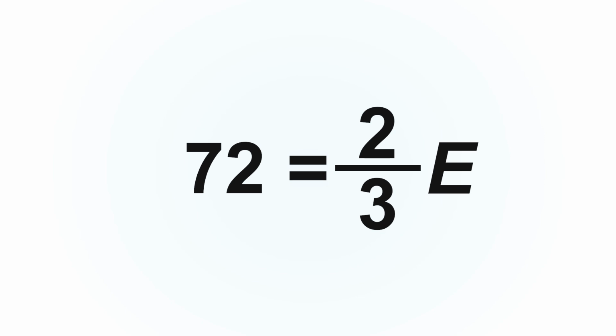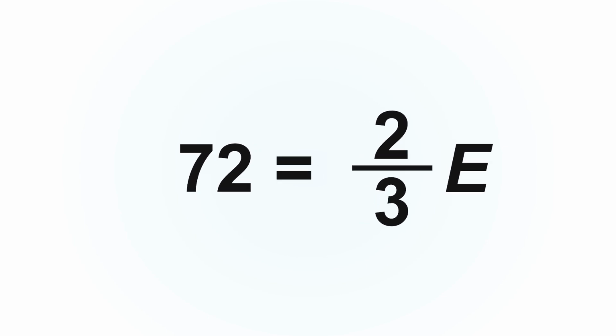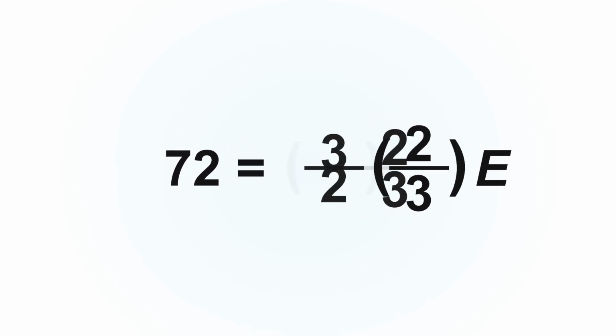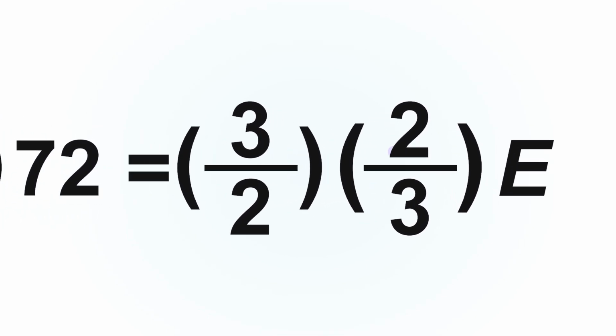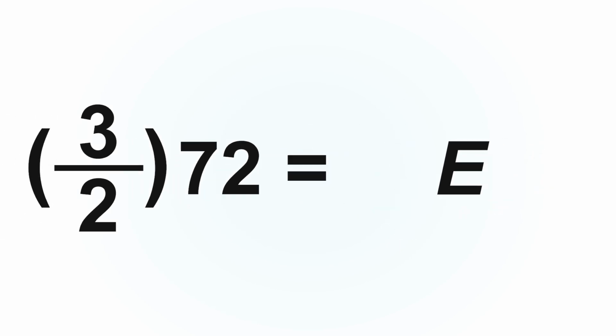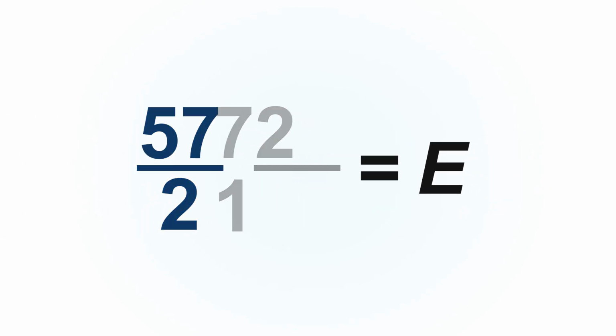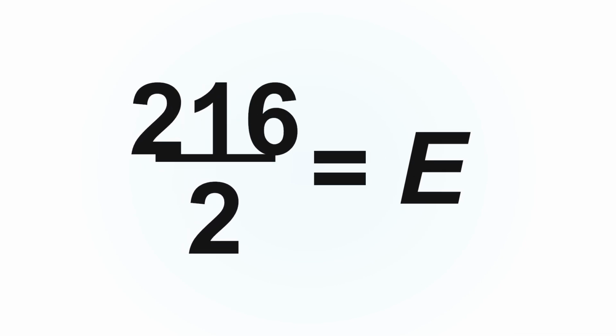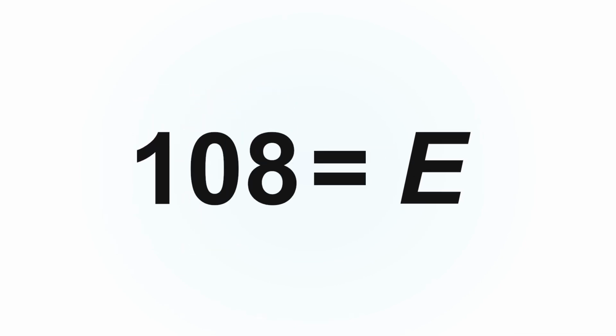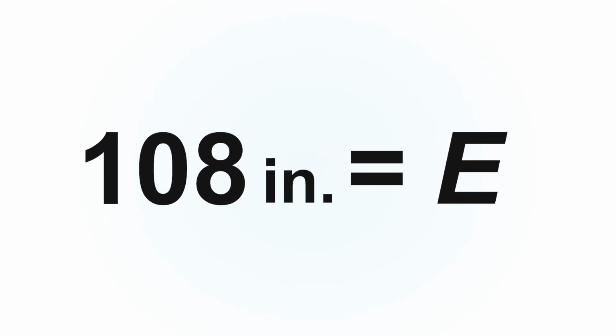From here, this should play out very similar to how we solved the previous equation. Since 2/3 is attached to our variable, we'll need to multiply its inverse on both sides. 3 over 2 and 2 over 3 cancel each other out. On the other side, we'll move 72 into a fraction over 1 and multiply across. This should leave us with our final answer of 108 equals e, revealing that Eric is 108 inches tall or 9 feet in size.